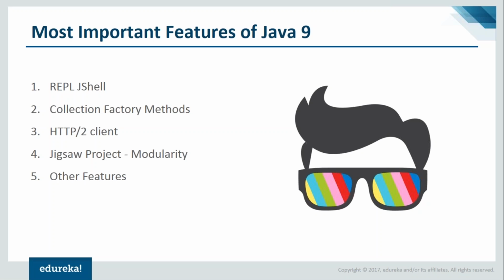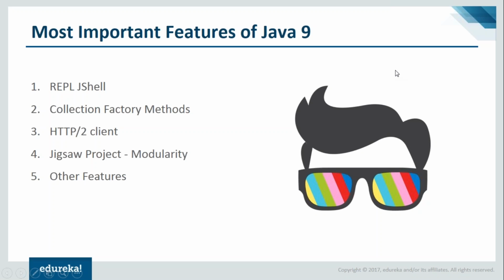Now talking about the most important features of Java 9, we'll be starting with the REPL JShell, which is a very interesting concept that has been added to Java 9. And then we'll be going on to look at the collection factory methods as well as the HTTP2 client feature that has been added as well. Apart from this, we'll also be looking into the Jigsaw project, which helps us achieve modularity in Java 9, and we'll also look at some of the other mentionable features that have been included here. So I hope you guys are excited for this.